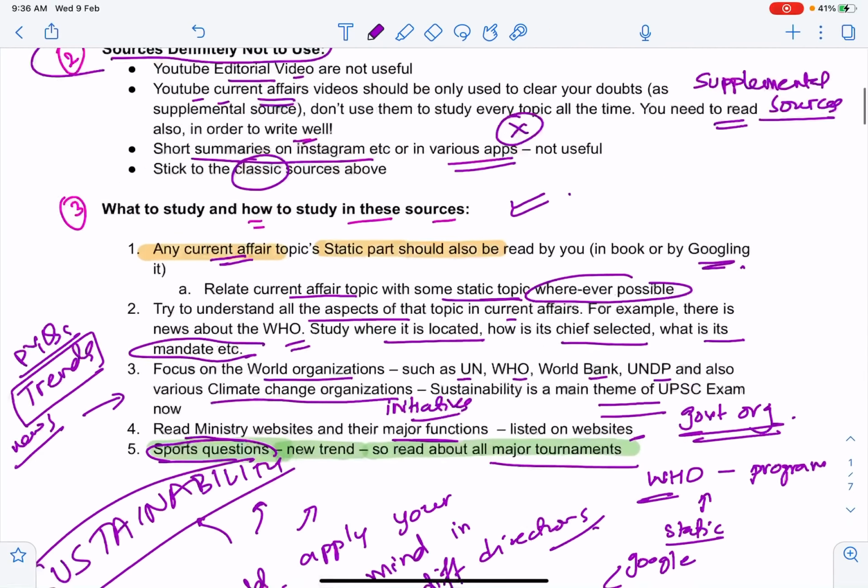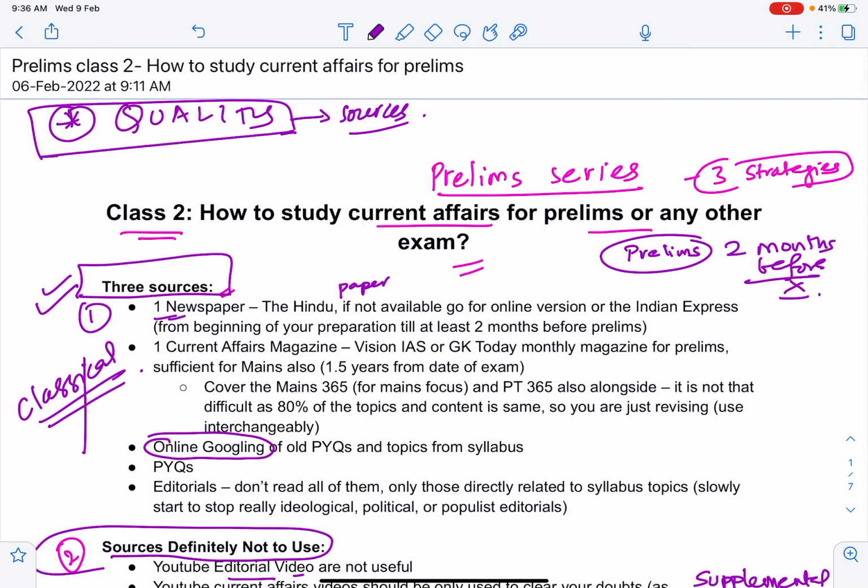Alright, so this is my main advice to you about how to read current affairs for UPSC prelims. You can use a similar strategy for mains also, but for prelims you need to try to remember a few facts, a few details about the various topics you are reading. But thankfully UPSC is not relying on memorization anymore, so you can even analyze topics and be okay with it.